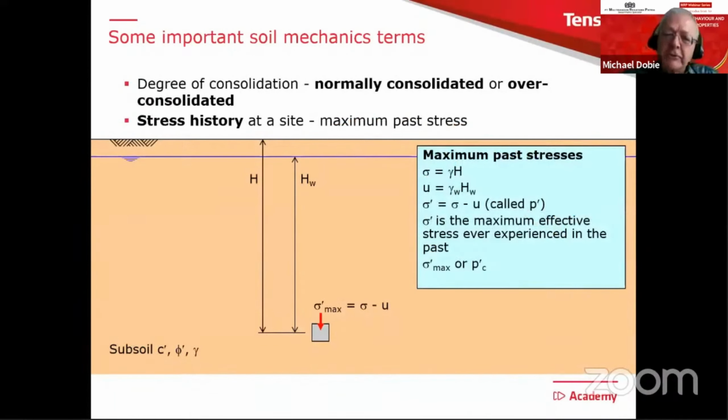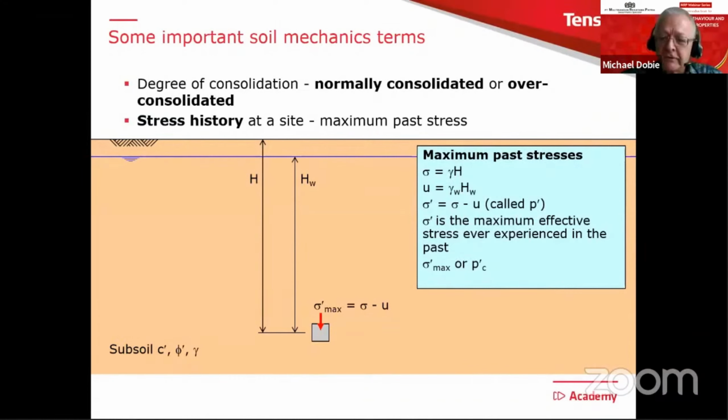So this is slightly associated, but there are some important terms that we often see in soil mechanics: normally consolidated and over-consolidated. And I thought it was worth spending a couple of minutes looking at this and seeing how it affects soils. So it's all to do with stress history. So let's imagine we have a site a long time ago, and we have a soil sample down the bottom there, the little blue square. And at that time, there's a certain depth of burial, H, and a certain water level. And from that, we can calculate the vertical effective stress. And because it's the maximum that this soil sample ever felt, we'll call it sigma dash max, or we can call it the pre-consolidation pressure, which we'll come to in a minute.